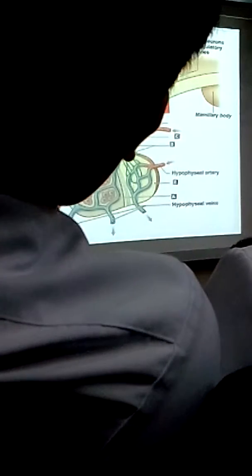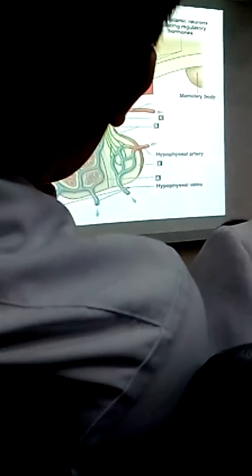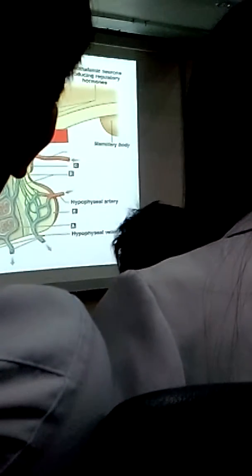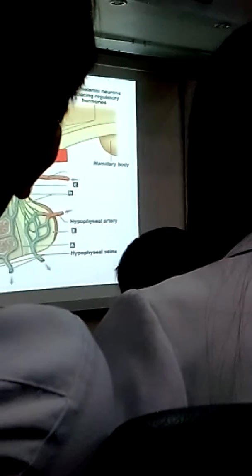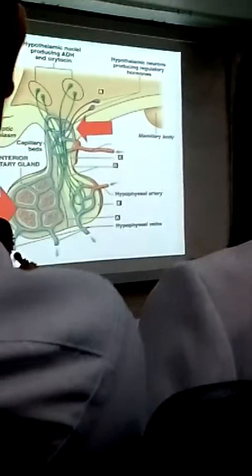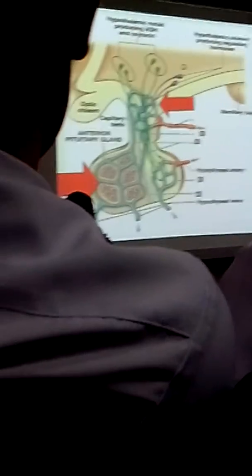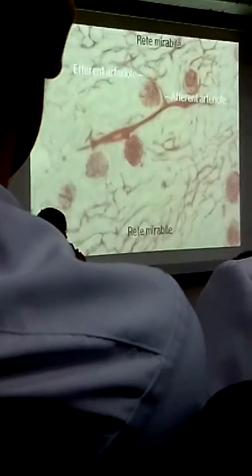What's the purpose of this? Why does it have to pass through the pituitary stalk before it reaches the anterior pituitary gland? Basically, it allows releasing factors or hormones secreted in the hypothalamus to be carried downstream to activate the endocrine cells of your anterior pituitary gland. So it is still the absorption or incorporation of certain hormones as well as factors before it reaches your pituitary gland. So another example is your rete mirabile.